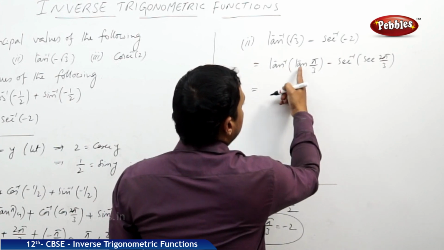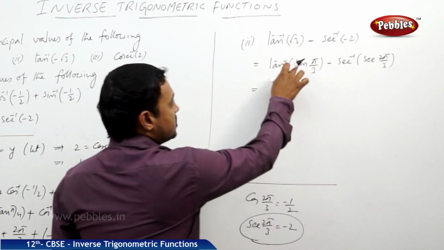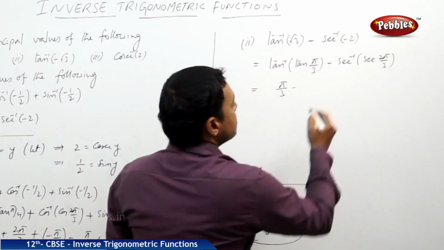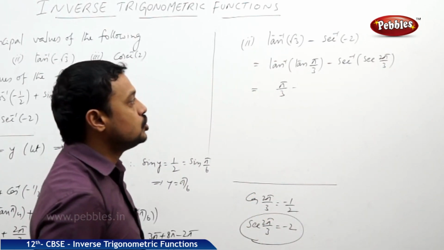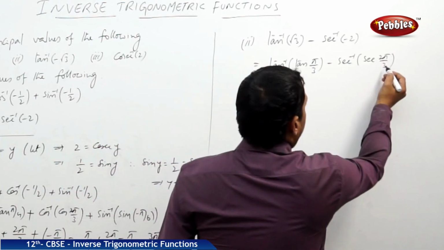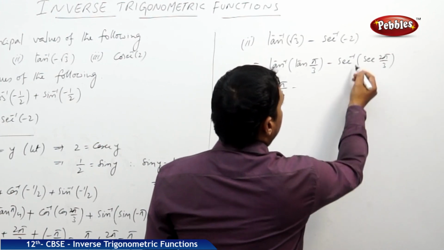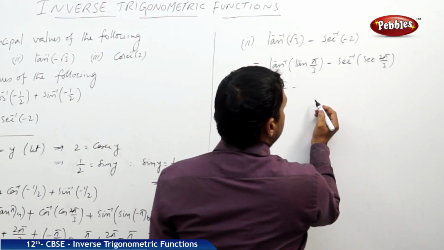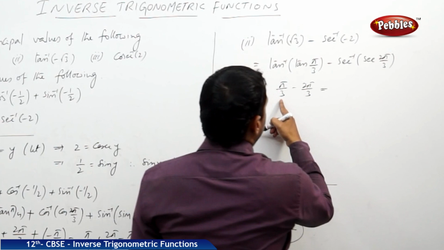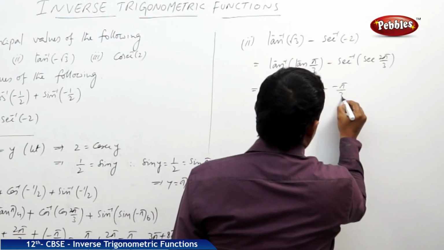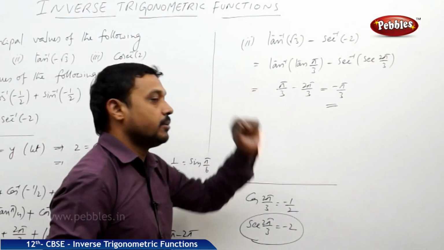Right, now tan inverse of tan theta is equal to theta, so pi by 3, because pi by 3 belongs to its principal domain. Secant inverse of secant theta is equal to theta when theta belongs to its principal domain 0 to pi. So here 2 pi by 3 also belongs to its principal domain, therefore secant inverse of secant theta is equal to theta. Of course, it is equal to 2 pi by 3. Now this is pi by 3 minus 2 pi by 3, which is equal to minus pi by 3. Therefore, the value of this expression is equal to minus pi by 3.